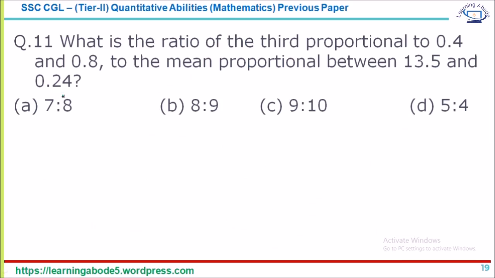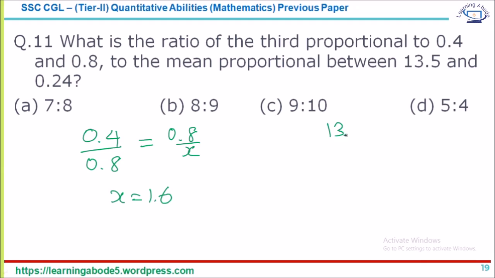Next question. What is the ratio of the third proportional to 0.4 and 0.8 to the mean proportional to 13.5 and 0.24? Now, how do you find the third proportional? Right, so you have 0.4 and 0.8, right? Now the third proportional is 0.8 by x. Okay, 0.8 by x. So in which case you get x is equal to 1.6.